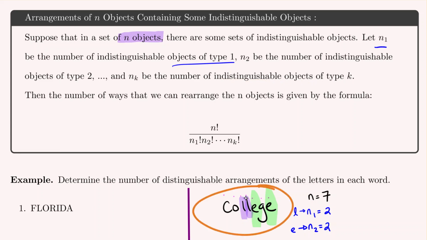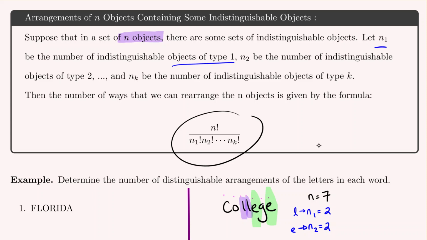Then the number of ways we could rearrange these letters, although not all arrangements would make actual words, but you could imagine the total number of ways we could arrange these 7 different letters, even though the letter L is repeated twice and the letter E is repeated twice, is given by this formula. So for us, it would be 7 factorial over 2 factorial times 2 factorial.